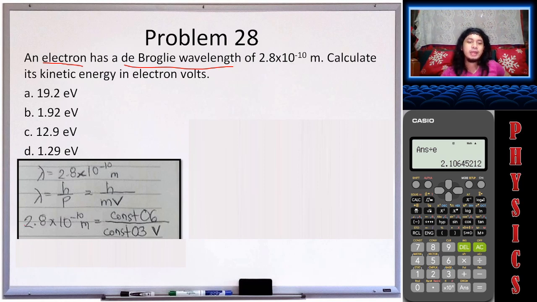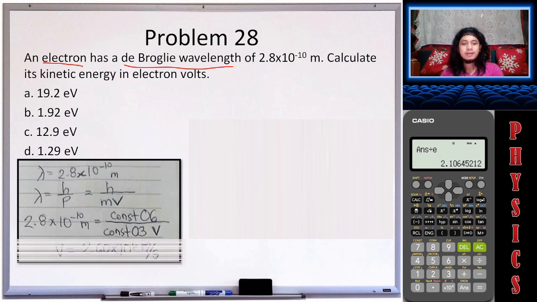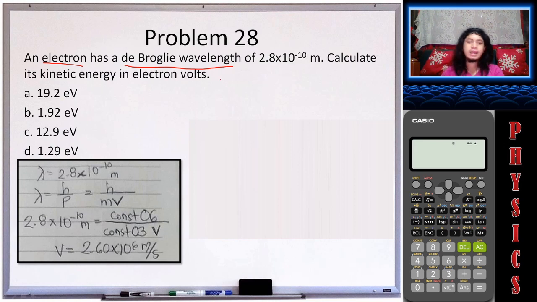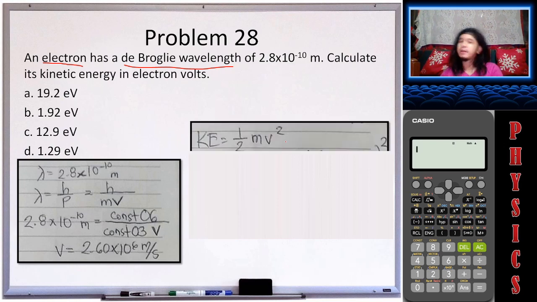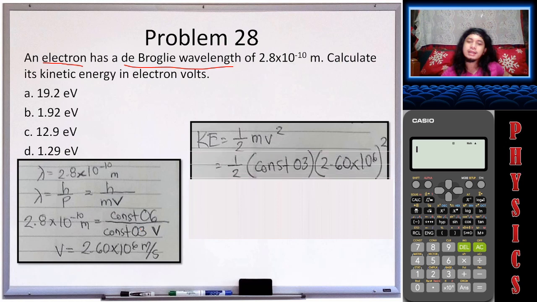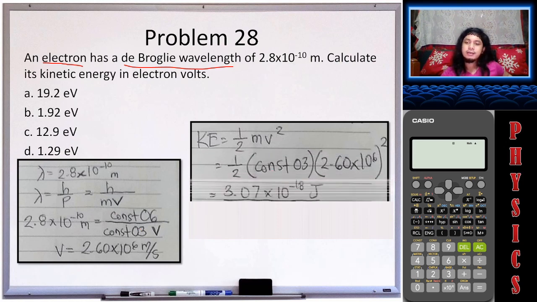Ayan. So, we have 2.8 times 10 to the negative 10 meter is equal to constant 06 all over constant 03 mass times velocity. And then, makukuha natin ang ating velocity as 2.6 times 10 to the 6 meters per second. Upon getting velocity, the next thing is to find the kinetic energy. And we all know that the formula for kinetic energy is 1/2 mv squared. Meron tayong constant 03 at meron tayong velocity na nakuha. Makukuha na natin si kinetic energy. So, that's it. 3.07 times 10 to the negative 18 joules.